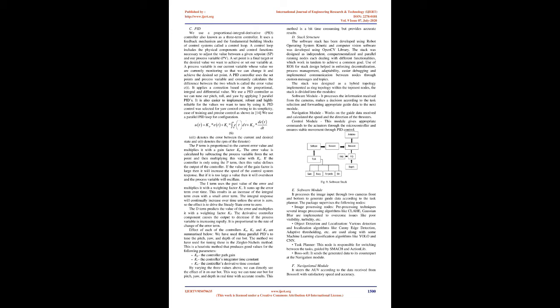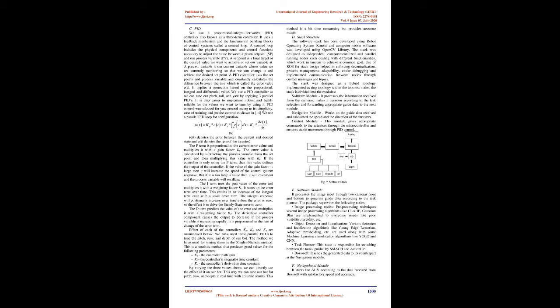See PID. We use a proportional integral derivative, PID, controller, also known as a three-term controller. It uses a feedback mechanism and is one of the fundamental building blocks of control systems called a control loop. A control loop includes the physical components and control functions necessary to adjust the value between a given set point, SP, and our process variable, PV. A set point is a final target or the desired value we want to achieve or set our variable at. A process variable is our current variable whose value we are currently monitoring so that we can change it and achieve the desired set point.